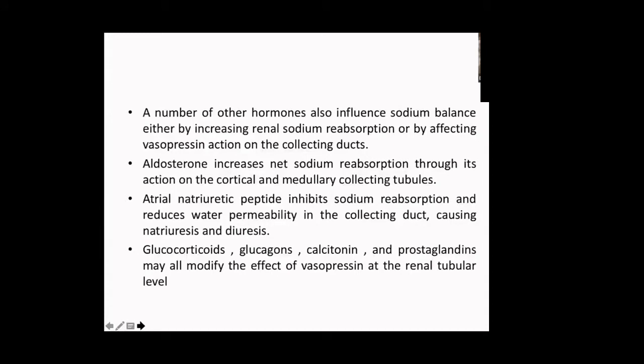A number of other hormones are involved. Aldosterone retains sodium and retains water. So whenever there is aldosterone excess, there will be water retention, sodium retention, and hypokalemia. Atrial natriuretic peptide plays an important role in SIADH and in salt wasting syndromes. It leads to natriuresis, so it leads to hyponatremia. Glucocorticoids, glucagon, and calcitonin also play an important role in regulating renal tubular levels.